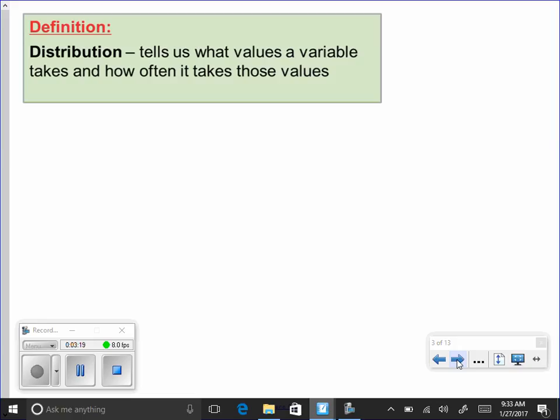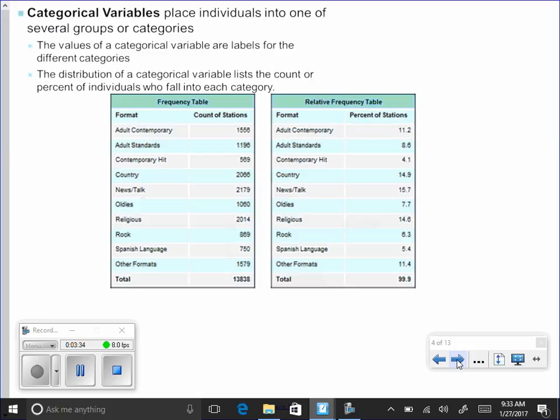The next definition I want you to copy down is distribution. A distribution tells us what values a variable takes and how often it takes those values. Here's an example of a distribution, and we're going into more detail of what a categorical variable is. A categorical variable places individuals into one of several groups or categories, which we've already talked about. The values of a categorical variable are labels for the different categories available. The distribution lists the count or the percent of individuals who fall into each category.